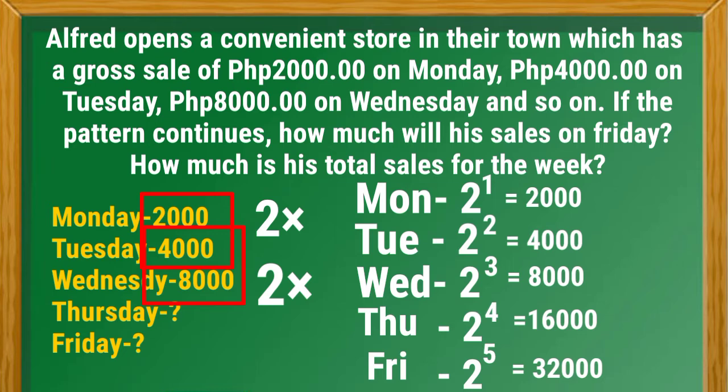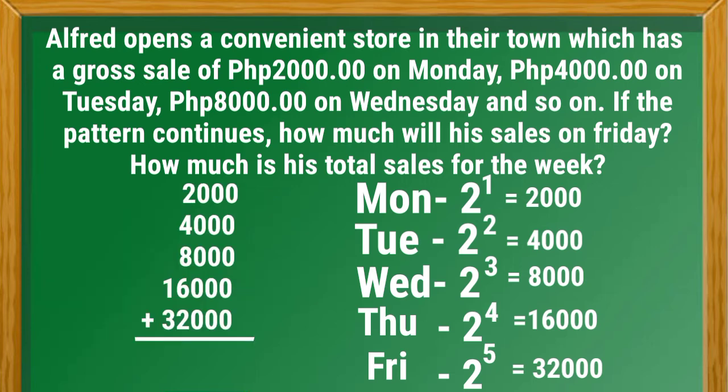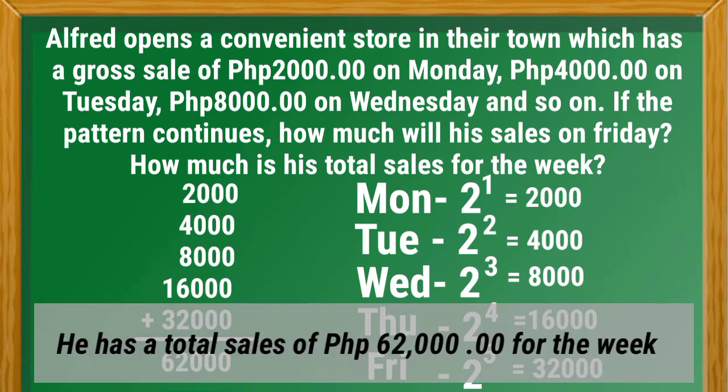And then, how much is the total sales for the week? In order to know the total sales for the week, we are going to add his sales from Monday until Friday. So that is 2,000 plus 4,000 equals 6,000. 6,000 plus 8,000, that is 14,000. 14,000 plus 16,000, that is 30,000, plus 32,000, that is 62,000 pesos. So he has a total sales of 62,000 pesos for the week.